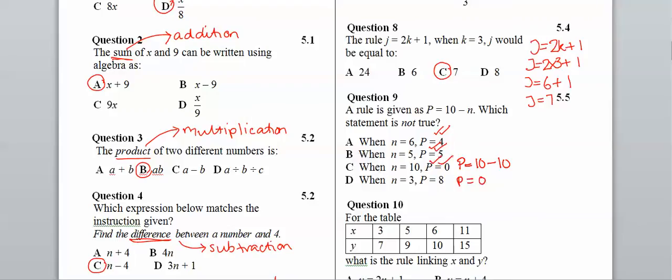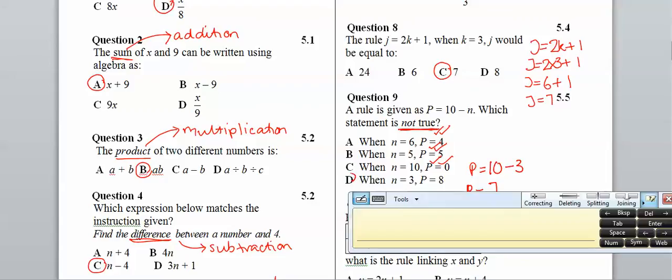So our last one, option D. When n equals 3, so we've got p equals 10 minus 3 because we've substituted 3 for n. And that means p equals 7. And that is not true. So when we go back to our question, which statement is not true? D is not true.